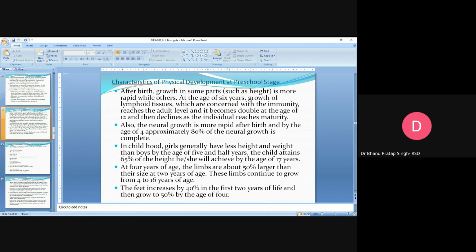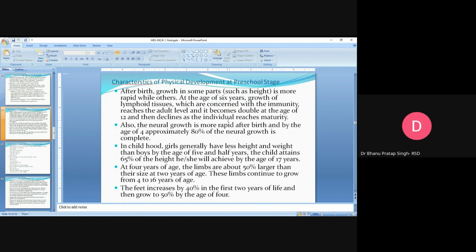Also, neural growth is more rapid after birth, and by the age of 4, approximately 80% of neural growth is complete. In childhood, girls generally have less height and weight than boys. By the age of 5.5 years, the child attains 65% of the height he or she will achieve by the age of 17 years. So these are some characteristics, meaning at a particular age, what the height should be and what further development should be in their body parts.